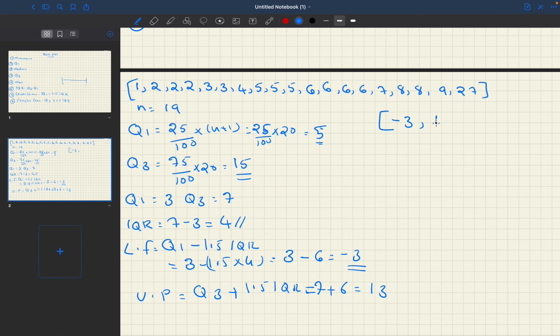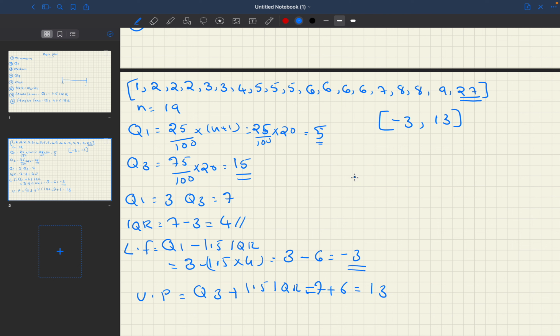So all the values above this 13 are considered outliers, and below this minus 3 are considered outliers. So this is definitely an outlier, so we can remove this. This is one of the methods we can easily use to remove the outliers, using this boxplot and the lower fence and the upper fence method.